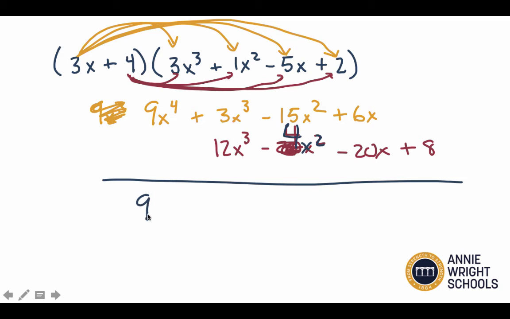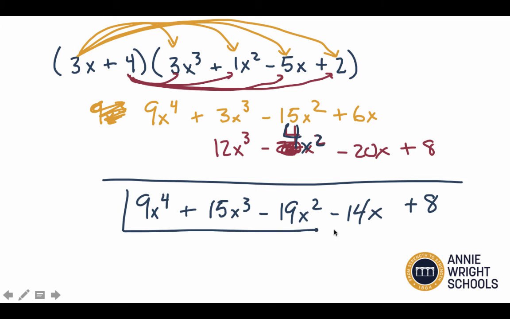9x to the fourth plus no x to the fourth. 3x cubed plus 12x cubed, 15x cubed. Negative 15x squared minus 4x squared, minus 19x squared. Positive 6x plus negative 20x, negative 14x plus positive 8. And now what I've done is I've multiplied these two polynomials together, and the way I did it, I had all the like terms match up nicely.